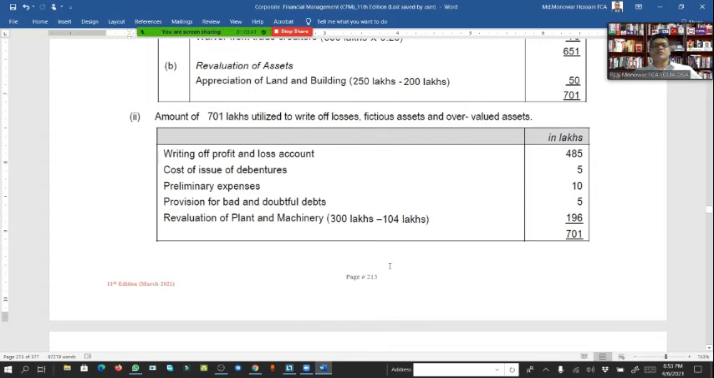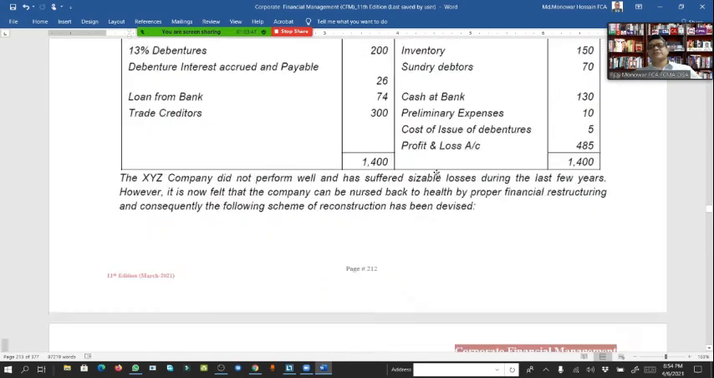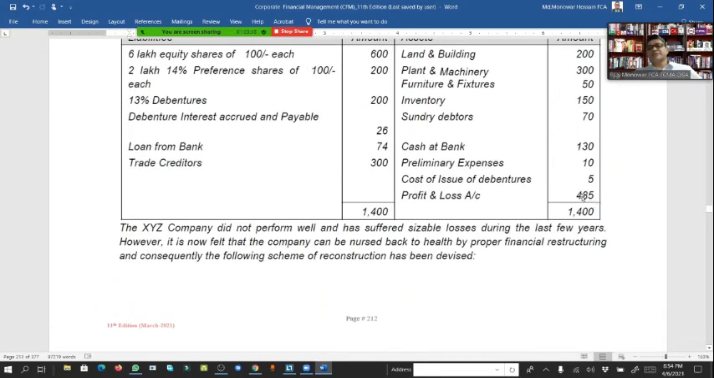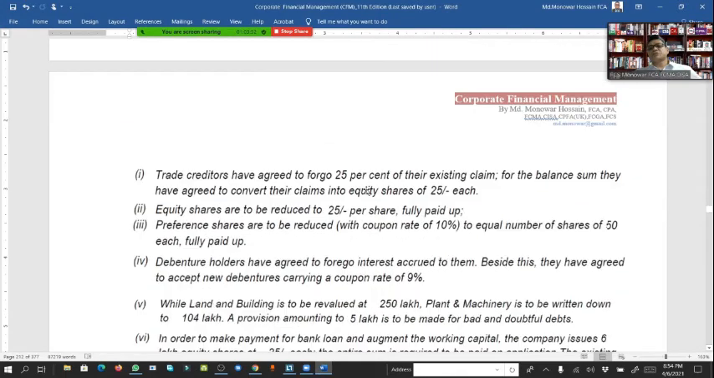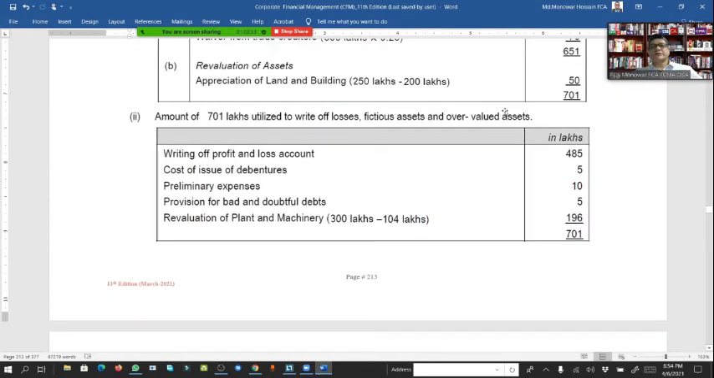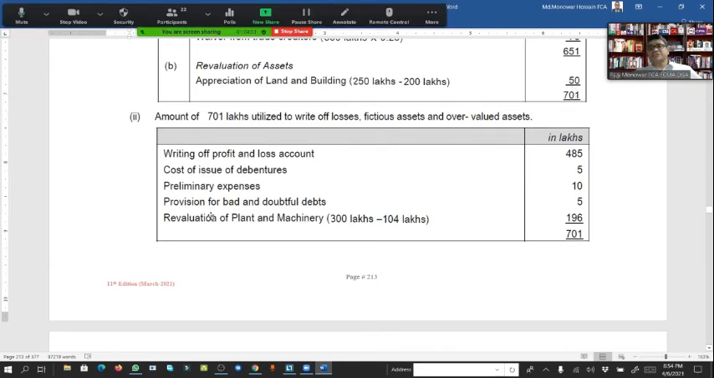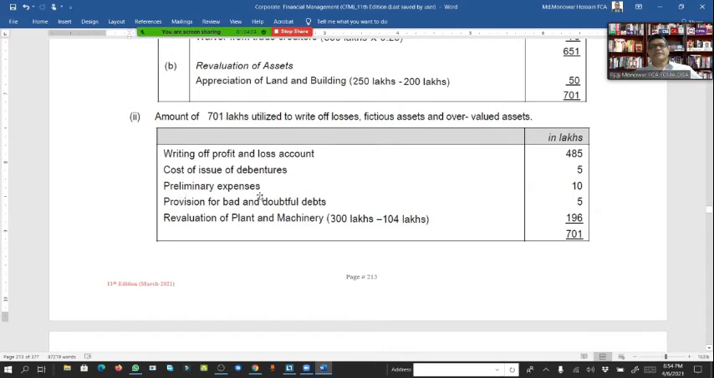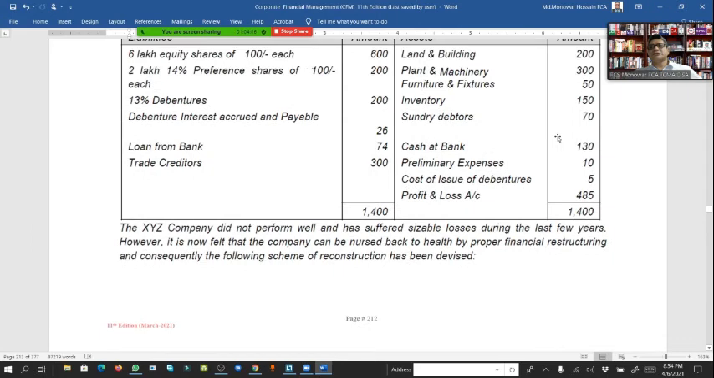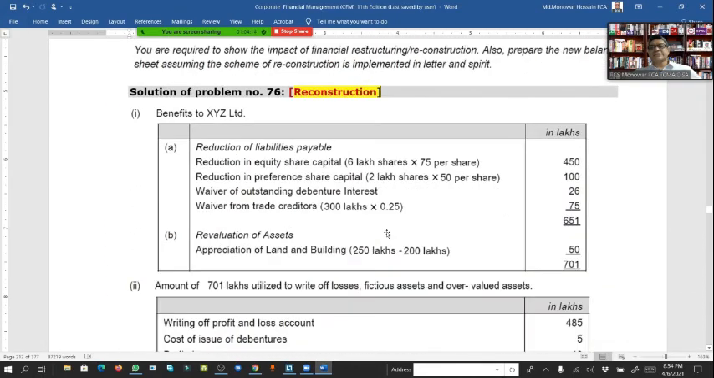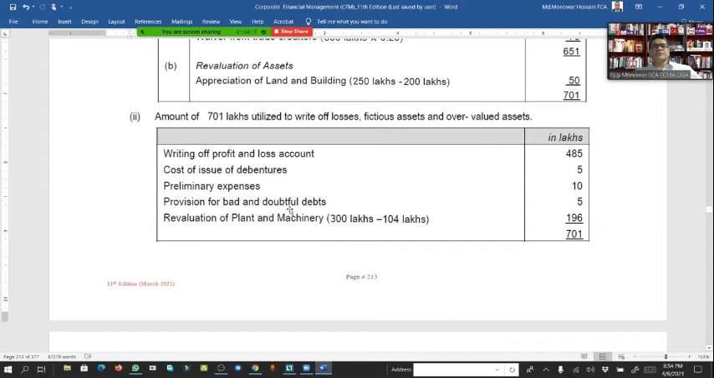This 701 can be adjusted this way. Write off the profit and loss account. Here profit and loss 485, this is the loss. So 485 here, adjust with that benefit, 485. And the cost of issue of debenture also within the balance sheet, 5 lakh. Preliminary expenses, look here, preliminary 10, cost of issue of debenture 5. These items adjust with that one. And also provision for bad and doubtful debts as per the statement, 5.